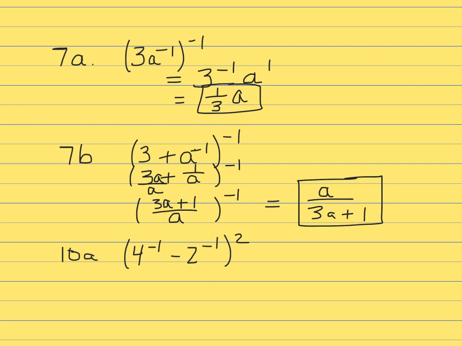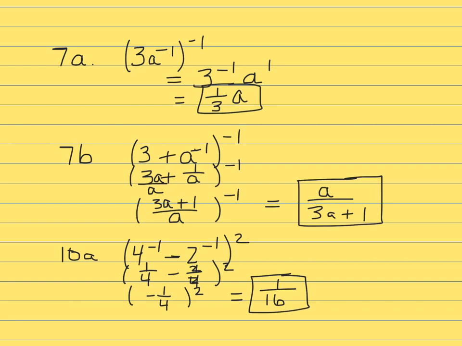10a is kind of similar. We're subtracting. So again, I don't have any rules for that. So I'm going to simplify what I can. I have 1/4 minus 1/2 to the second power. Need a common denominator. I'm going to write this 1/2 as 2/4. So then I've got 1/4 minus 2/4, which is a negative 1/4. I'm taking that to the second power. So I'm squaring a negative 1/4. Negative 1 squared is a positive 1, and 4 squared is 16. So my answer would be 1/16.